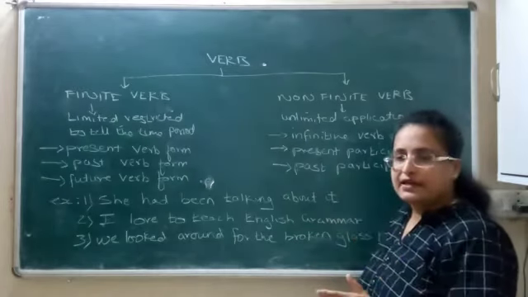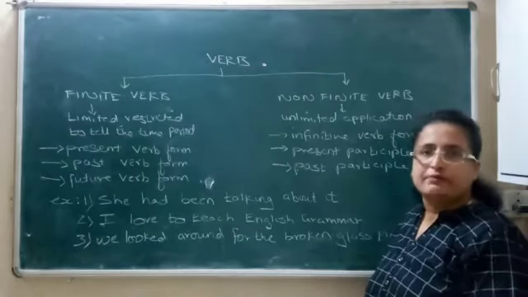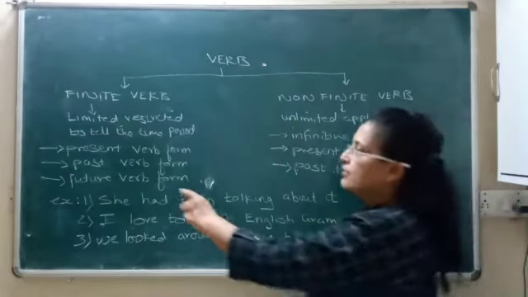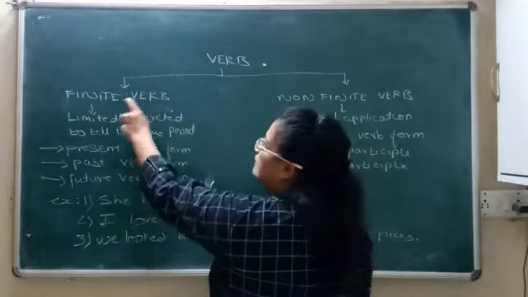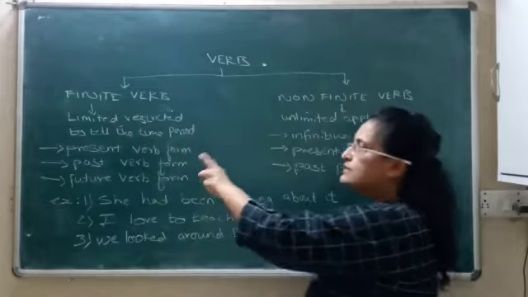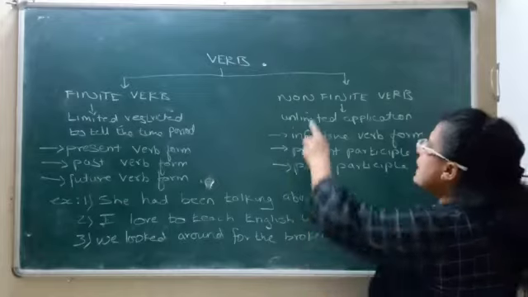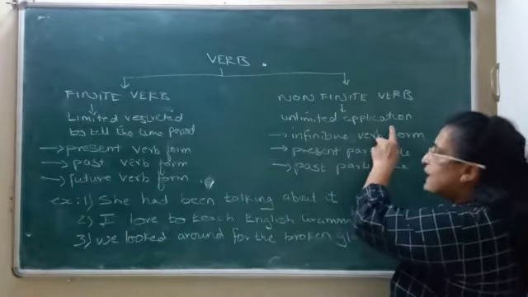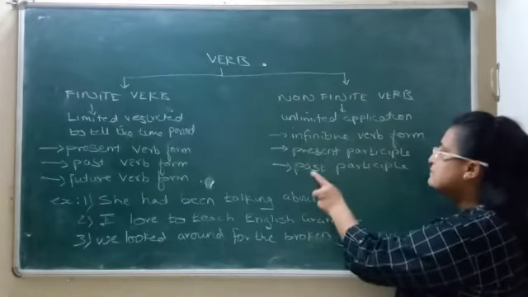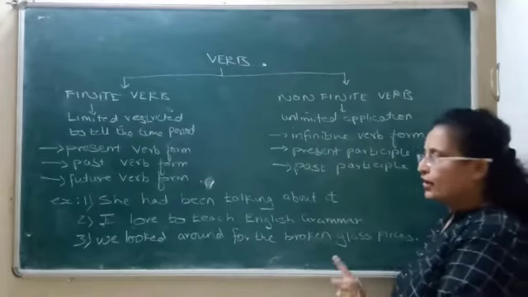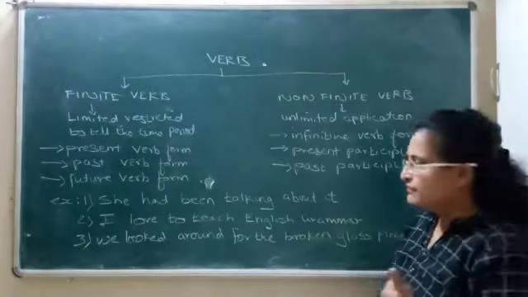And a sentence in English must have one finite verb. Without a finite verb, you cannot frame a sentence in English. Now, the present verb form, past verb form and future verb forms are the finite verb forms. So learn all these present, past and future verb forms of action verbs as well as state verbs. Non-finite verbs have unlimited application, and there are 3: infinitive verb form, present participle and past participle. Now examples, I'll tell you how it is applied. You will understand it with examples.